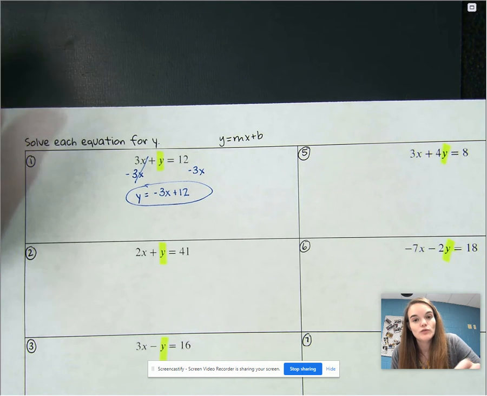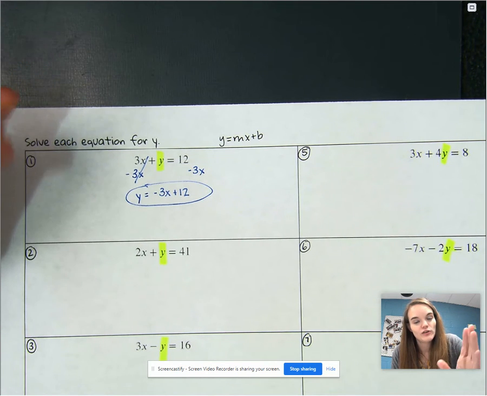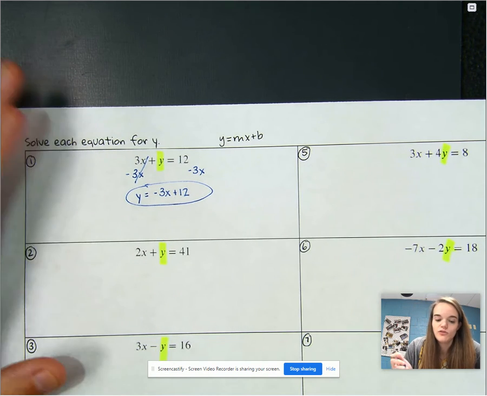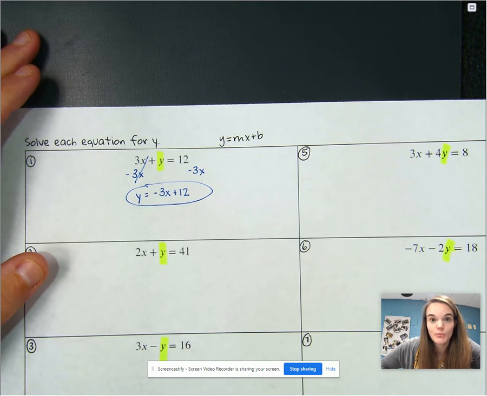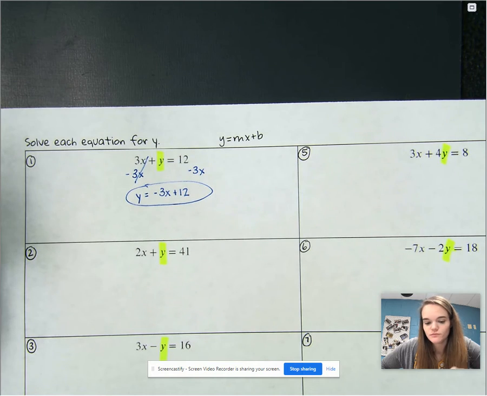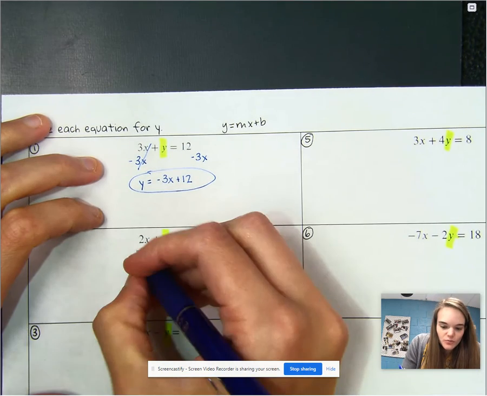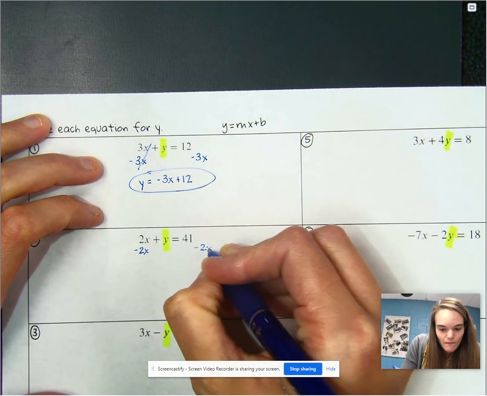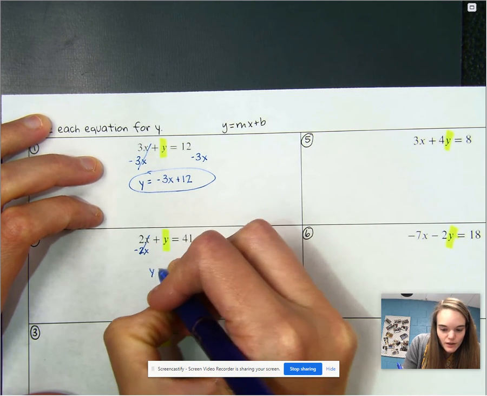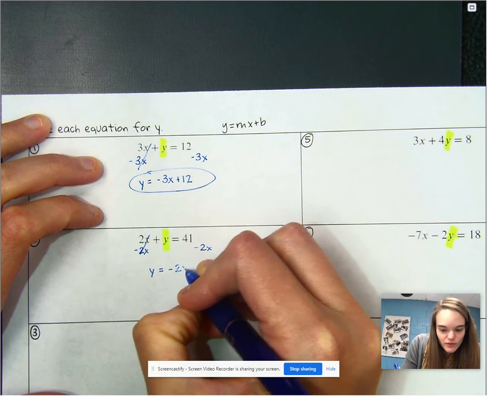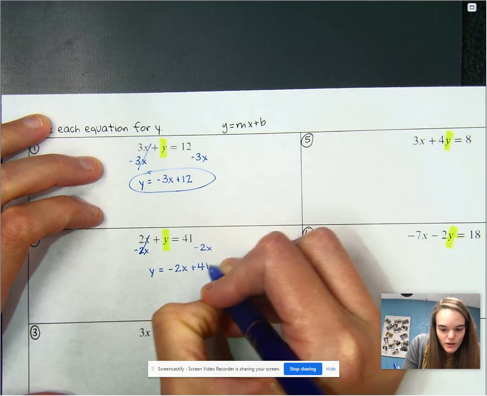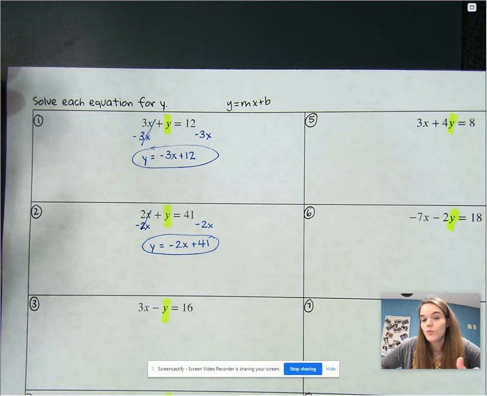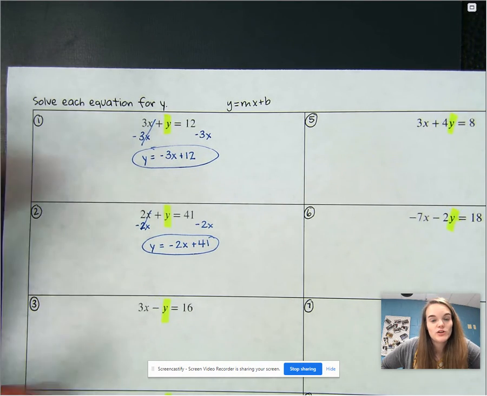Pretty simple. Move the x over first. If y has nothing in front, you're done. If y does have something in front, you're going to have to fix that. So you pause, you do number 2. Okay, subtract 2x. Y equals negative 2x plus 41. You can see it good. Y doesn't have anything in front, so I was finished.